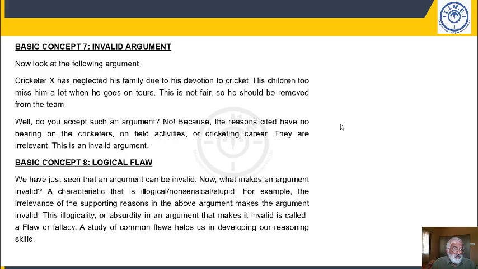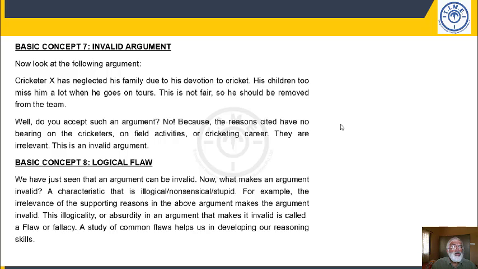What's an invalid argument? Well, obviously something where the line of reasoning is not justifiable, or seems to not be in a flow that presents to you logical sense. Let's look at that. Cricketer X has neglected his family due to his devotion to cricket. His children too miss him a lot when he goes on tours. This is not fair, so he should be removed from the team. What is the connection? Why do you remove people from the team? You remove people from the team because they can't perform, they can't play. Now that would be logical.